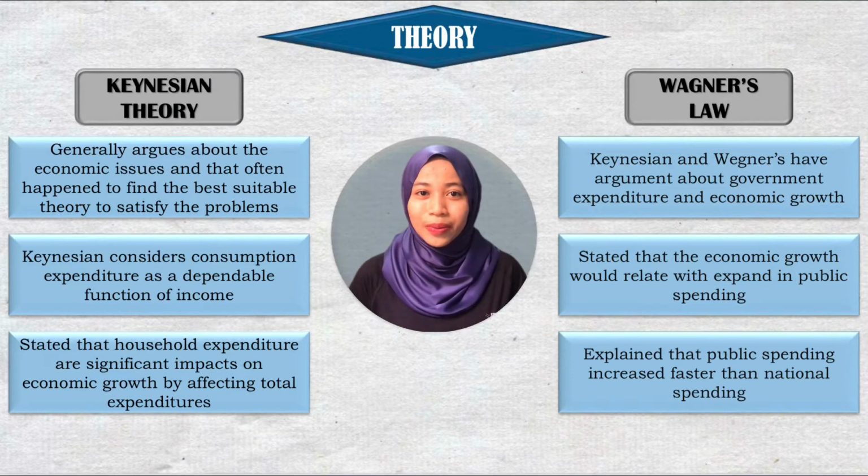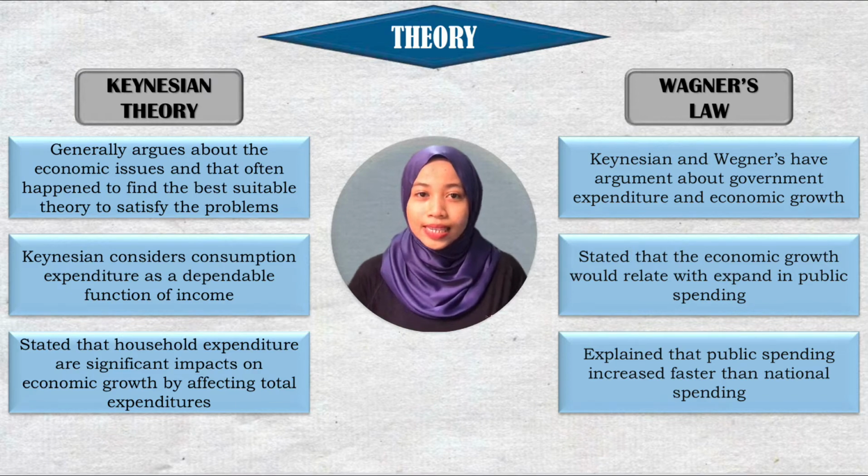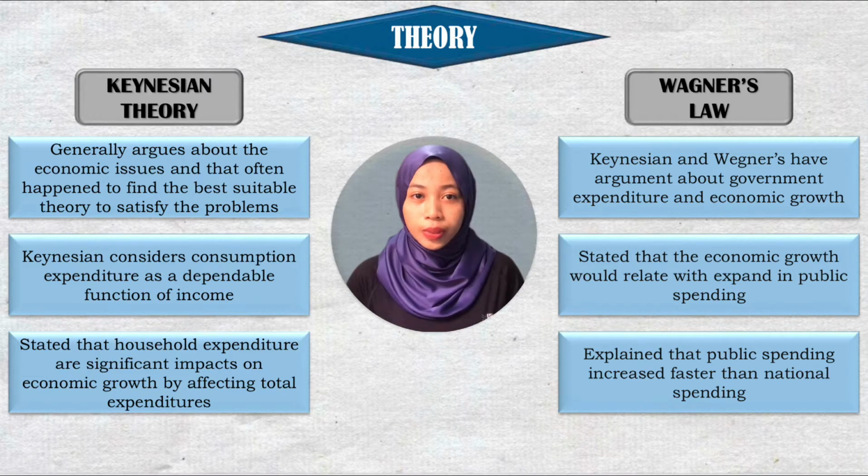My name is Iza Akila binti Zulkifli and I'm going to present about the theories included in this study, which are Keynesian theory and Wagner's law. The Keynesian and Wagner models are commonly used to analyze the factors of economic growth, especially consumption and government expenditure.